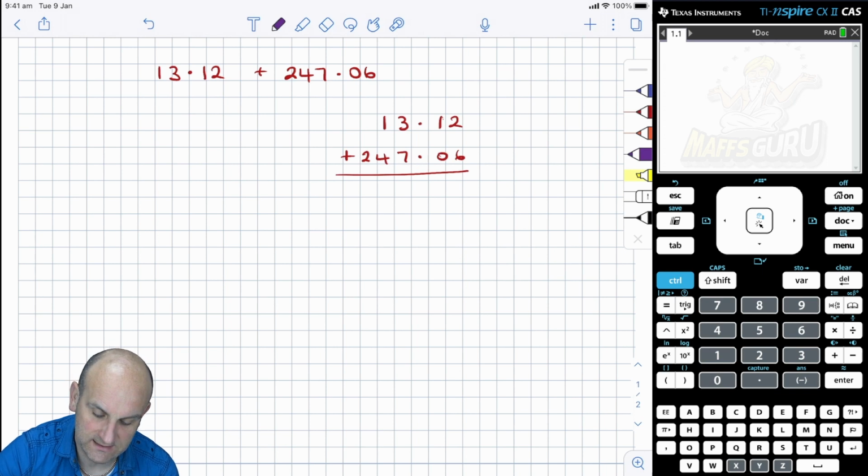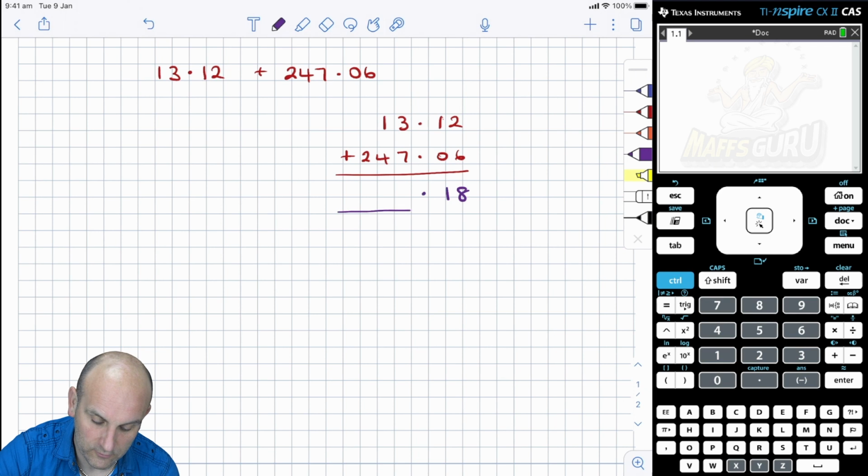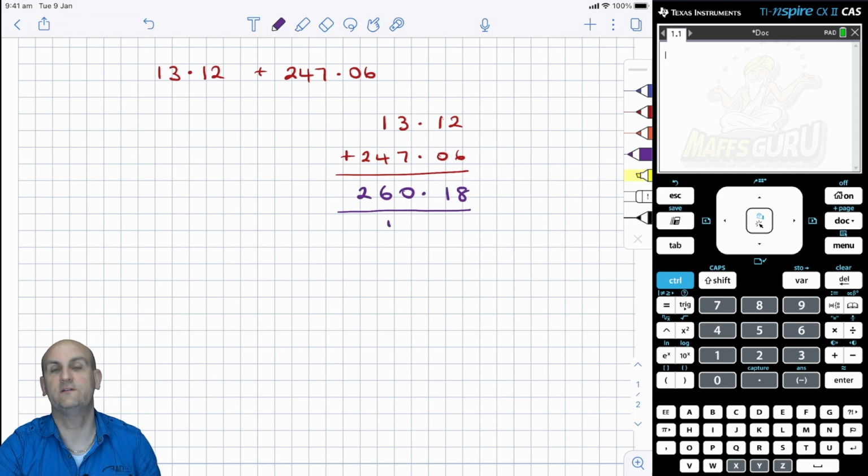So 2 plus 6 is 8, 1 plus 0 is 1. Move my decimal point down. It's really important you keep the decimal in the same place. That's going to come later on. 3 plus 7, I'm going to draw a line here. 3 plus 7 is 10. Carry my 1. 4, 5, 6. And there we go, 260.18.